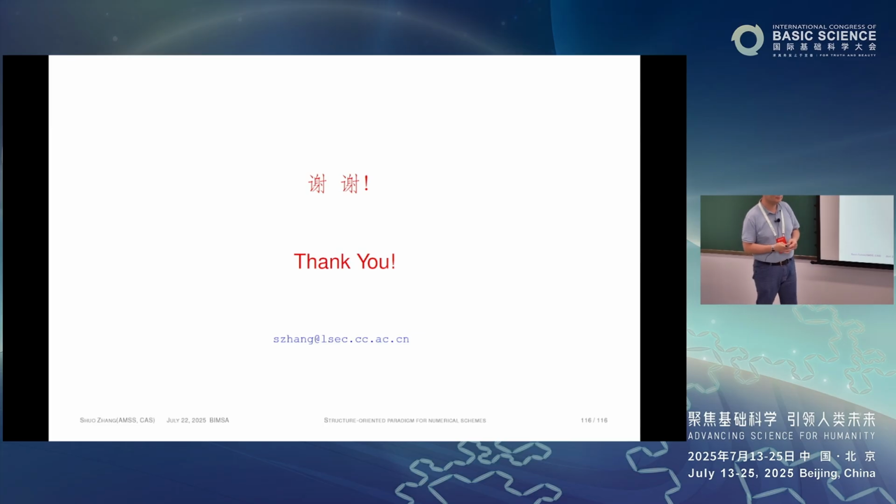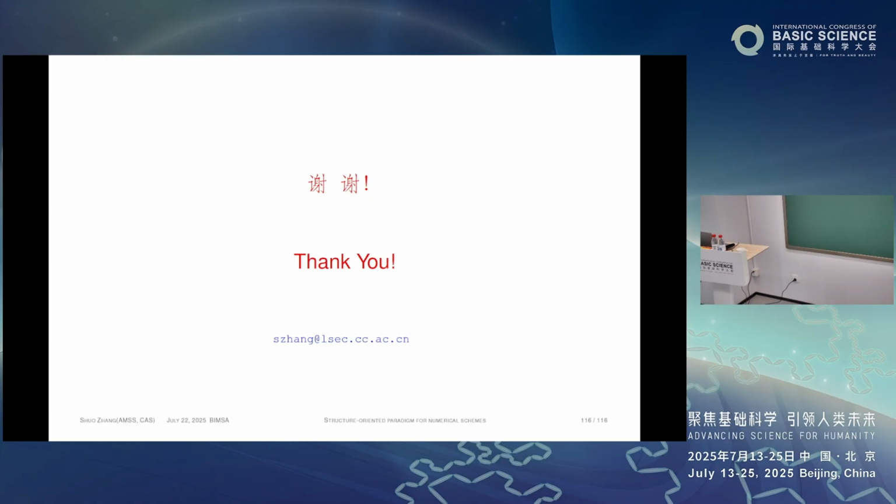Okay, any other questions? You mentioned several times that our method only works for elliptic problems, but what's the essential obstruction to generalizing to other types of problems?